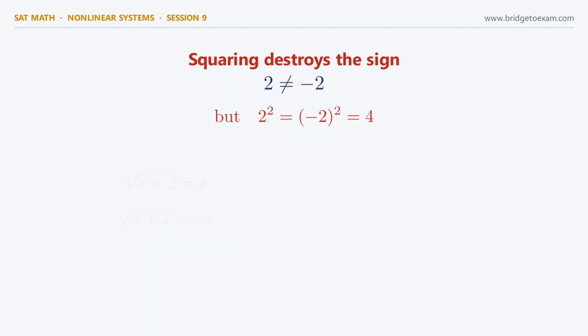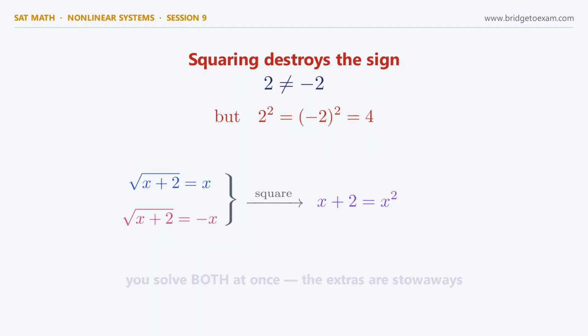Let's understand exactly why squaring betrays you, because once you see it, you'll never forget to check. Squaring is not a reversible operation. It destroys information. Specifically, it destroys the sign. Think about it. 2 and -2 are different numbers, but square them and they're both 4. So when you square both sides of an equation, you're no longer solving your original equation. You're solving your equation or its negative twin, both at once.